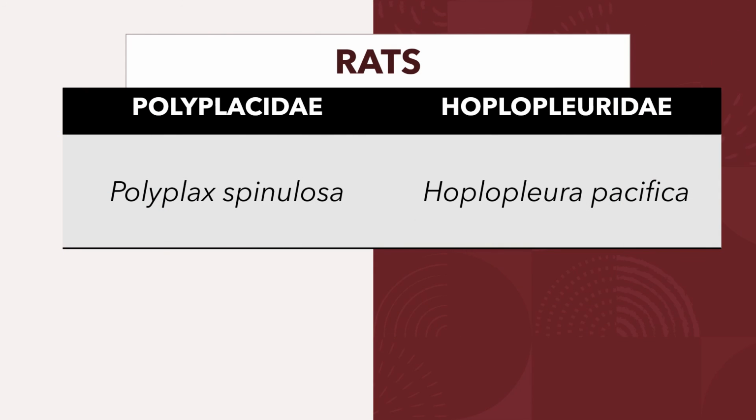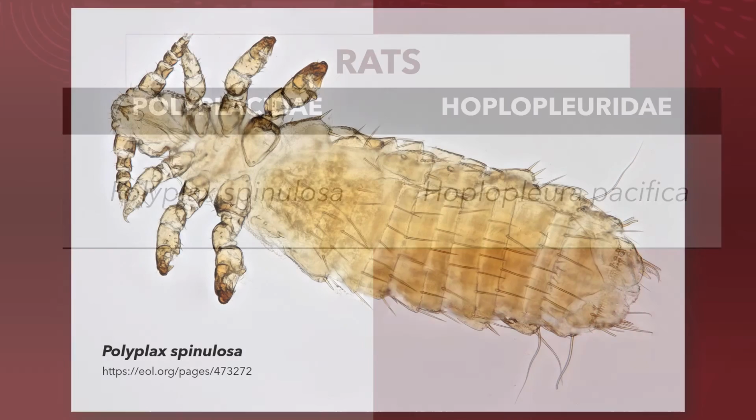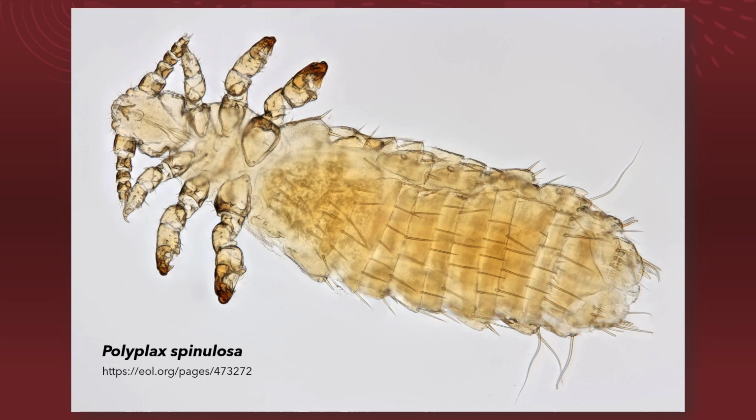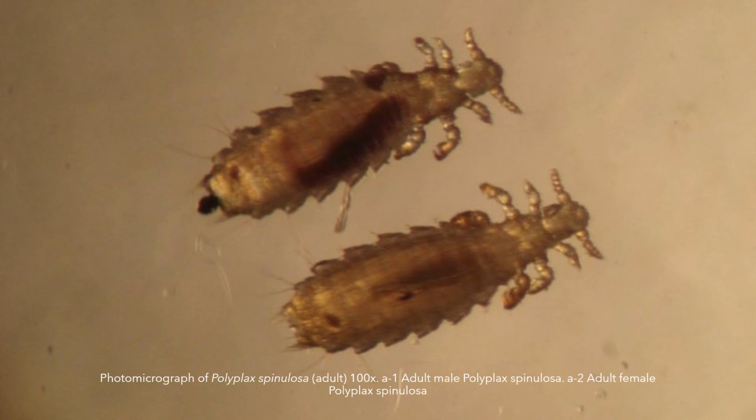Rats are infested by the sucking lice from the Polyplacidae family, particularly the Polyplax spinulosa, and from the Hoplopleuridae family, Hoplopleura pacifica. This is a diagram of the Polyplax spinulosa of rats. This is a photomicrograph of the Polyplax spinulosa adult at 100 times magnification.